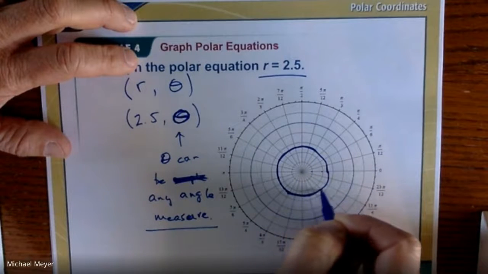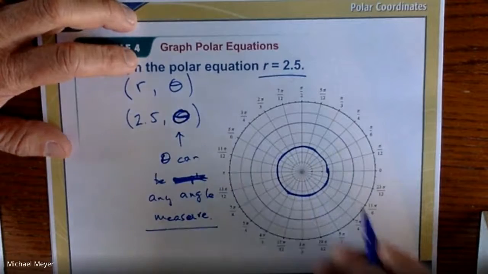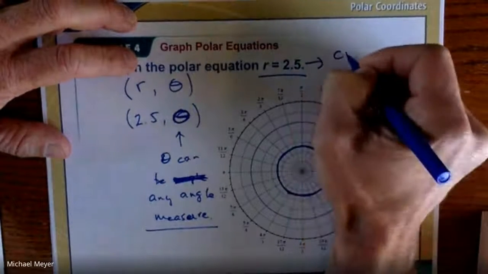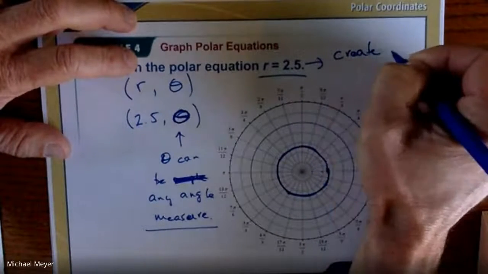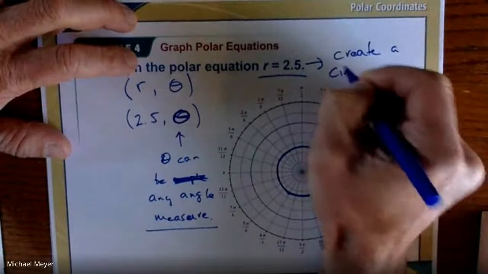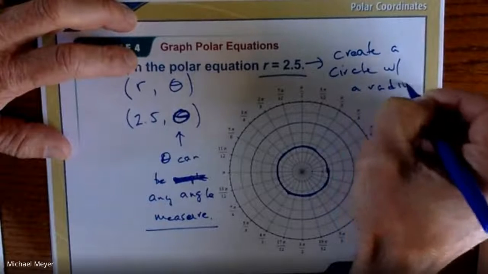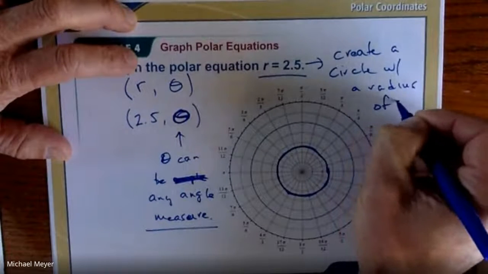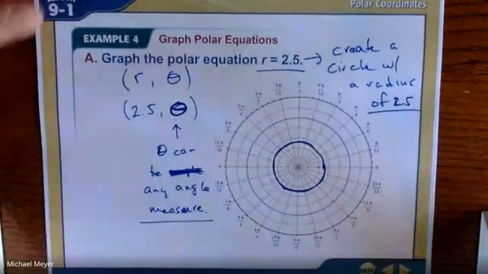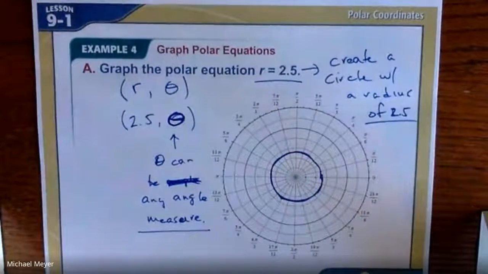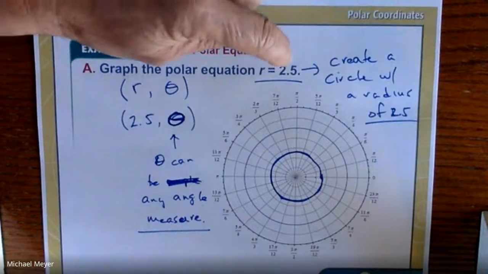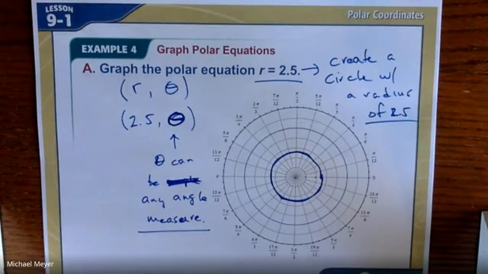So if I graph the equation r equals 2.5, it's going to create a circle with a radius of 2.5. And that's how you graph an equation that's just r equals. It'll always create a circle with whatever that radius is. Okay, I hope you find that to be easy enough. Let's look at the other way.